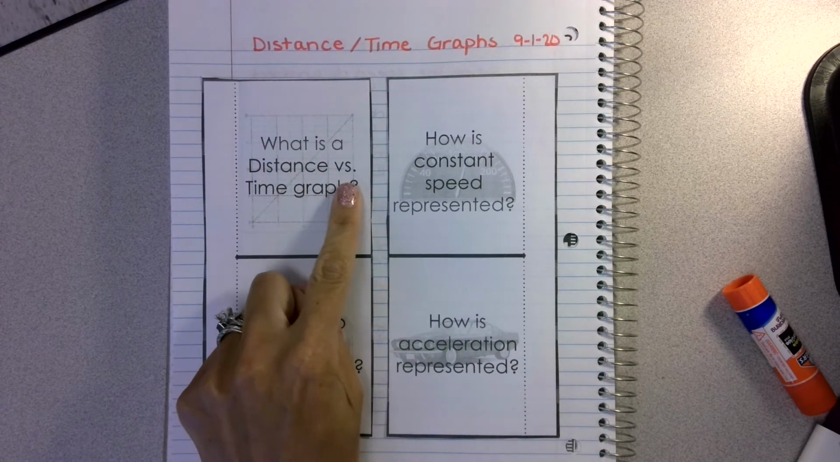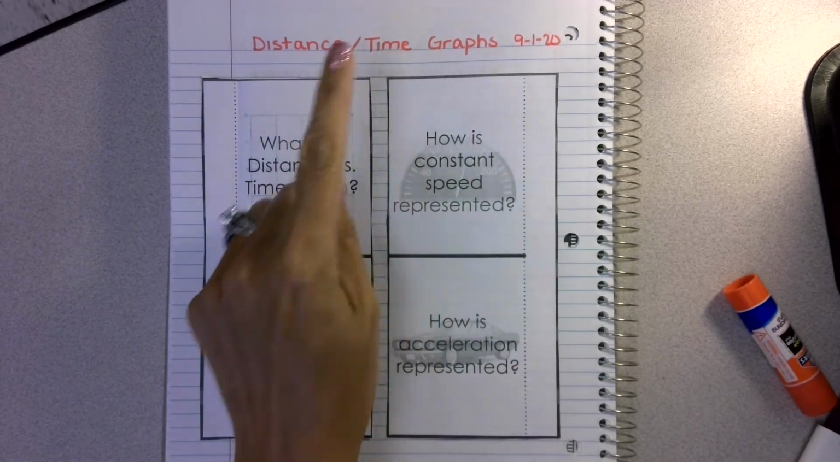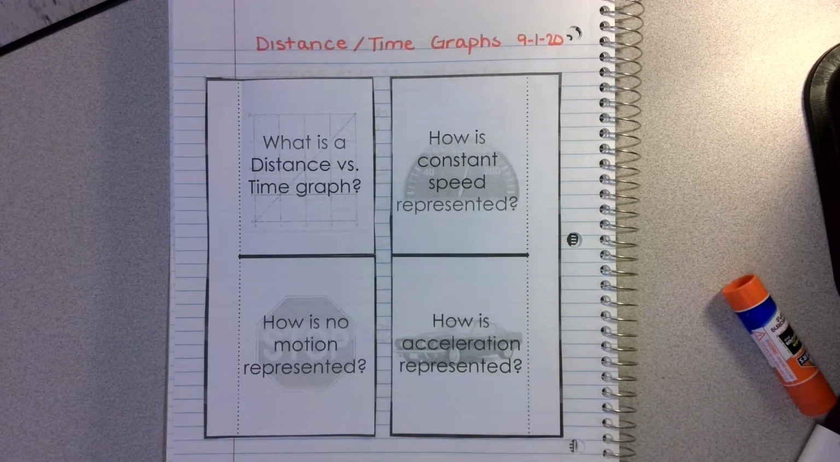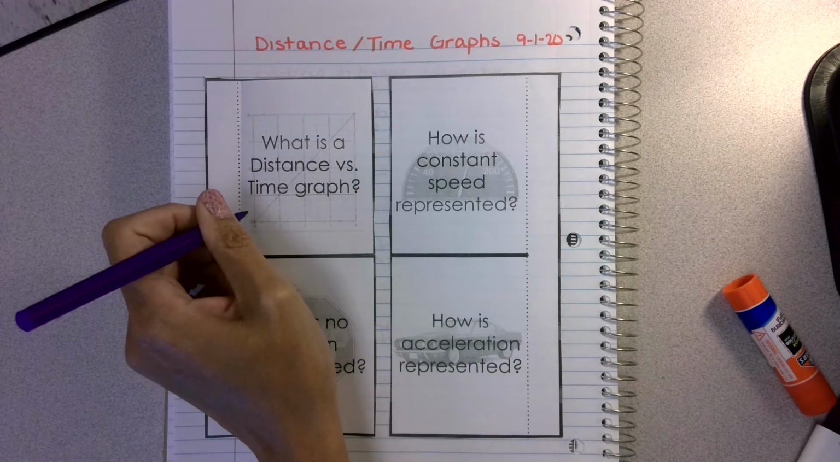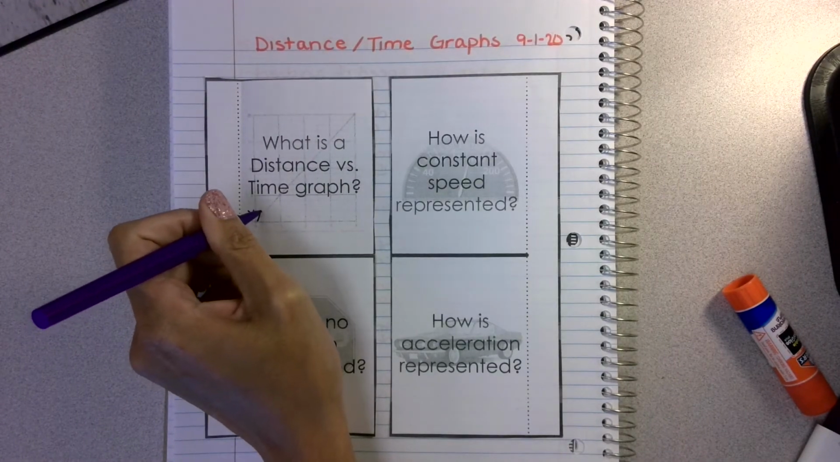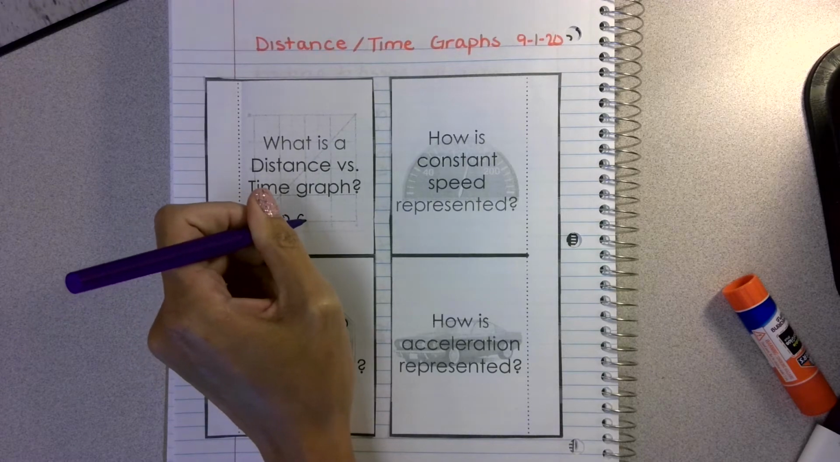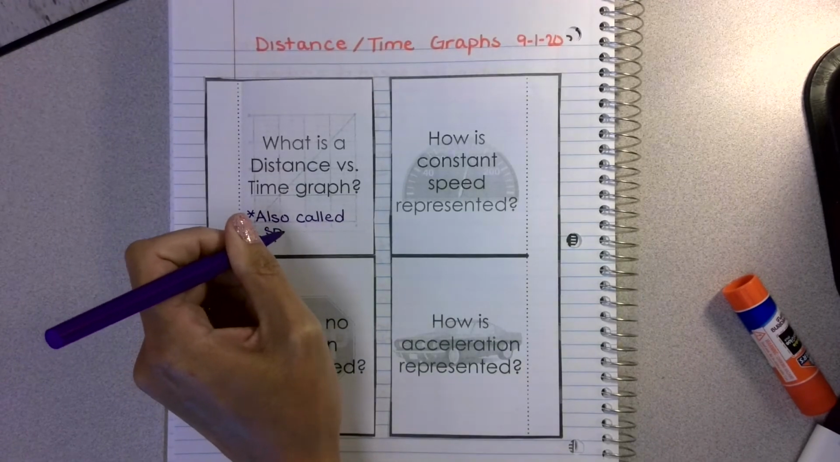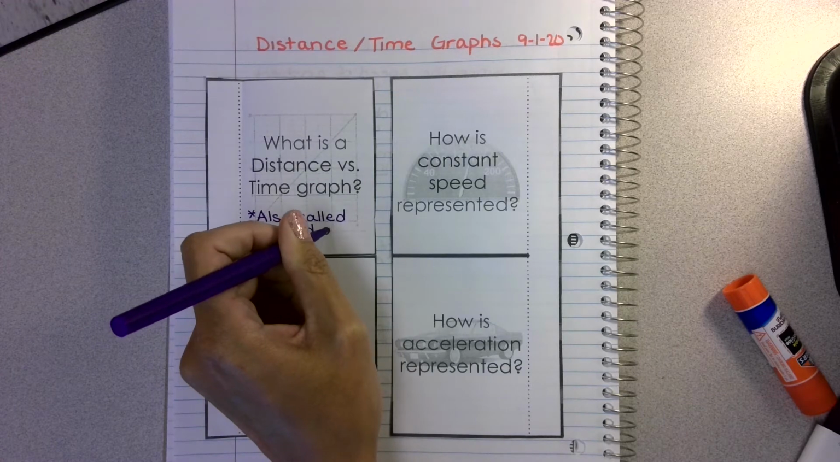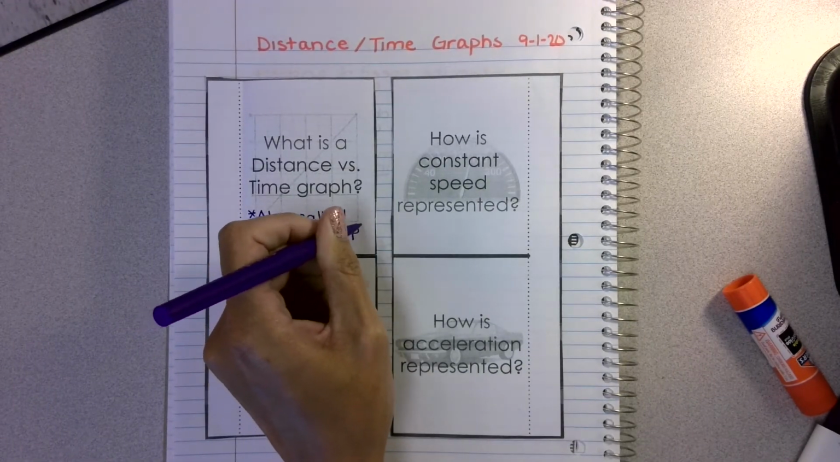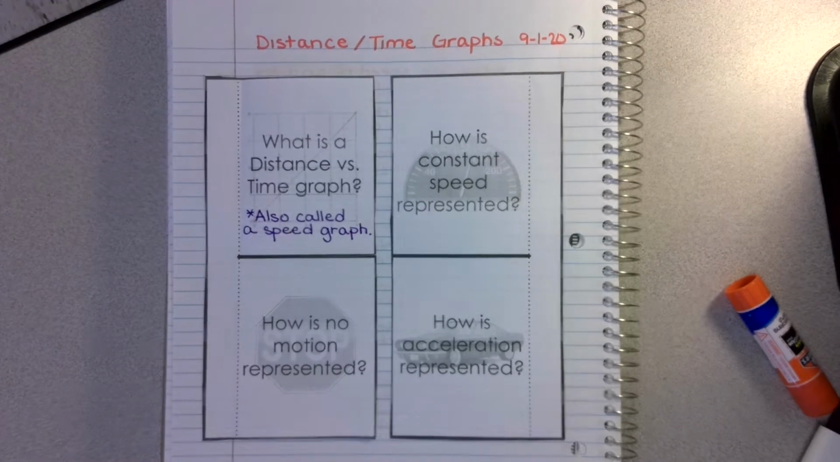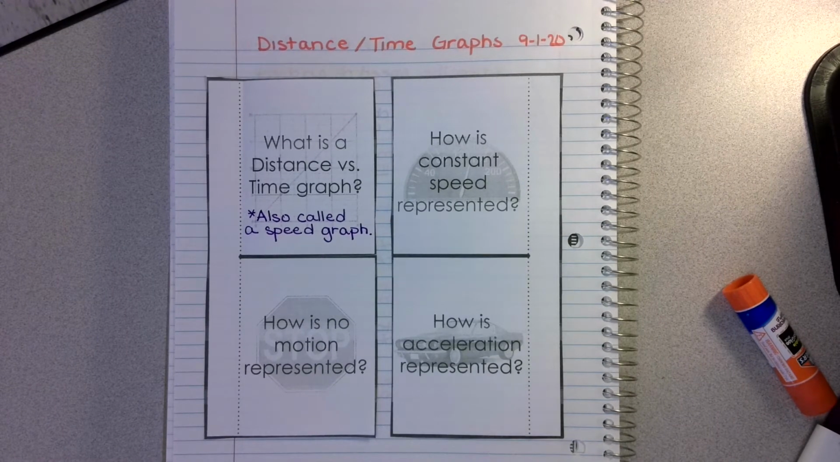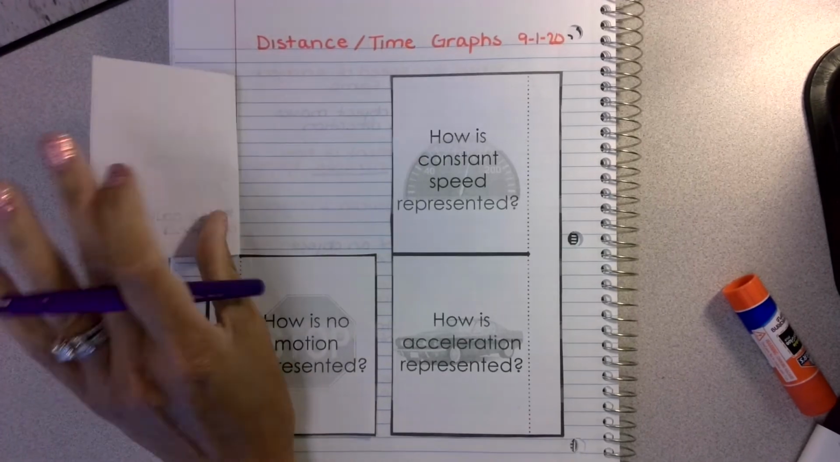What is a distance versus time graph? Well, distance versus time is just like how we read over here. Distance time graphs are also called speed graphs. So we're going to add that on here: also called a speed graph. Because distance over time is speed. That's how they calculate it. They take the distance divided by the time, and that gives you the speed. So that's basically what these graphs are showing.